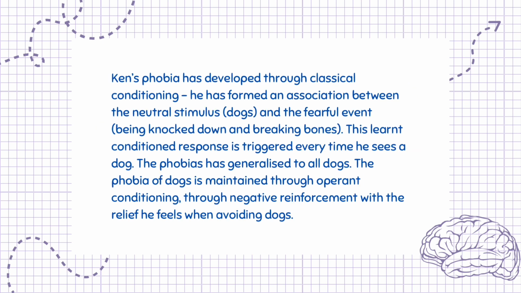Ken's phobia has developed through classical conditioning. He has formed an association between the neutral stimulus, dogs, and the fearful event, being knocked down and breaking bones. This learnt conditioned response is triggered every time he sees a dog. The phobia has generalized to all dogs. The phobia of dogs is maintained through operant conditioning, through negative reinforcement, with the relief he feels when avoiding dogs.